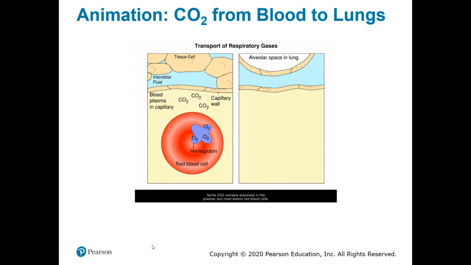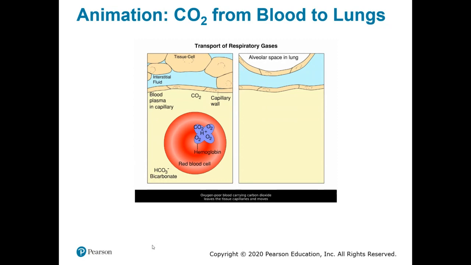Some CO2 remains dissolved in the plasma, but most enters red blood cells. Some CO2 combines with hemoglobin. Most of the carbon dioxide, however, reacts with water to form carbonic acid, H2CO3. Carbonic acid breaks up to form a hydrogen ion, H+, and a bicarbonate ion, HCO3-. Hemoglobin picks up most of the hydrogen ions, preventing them from making the blood too acidic. The bicarbonate ions diffuse out of the red blood cell into the plasma.